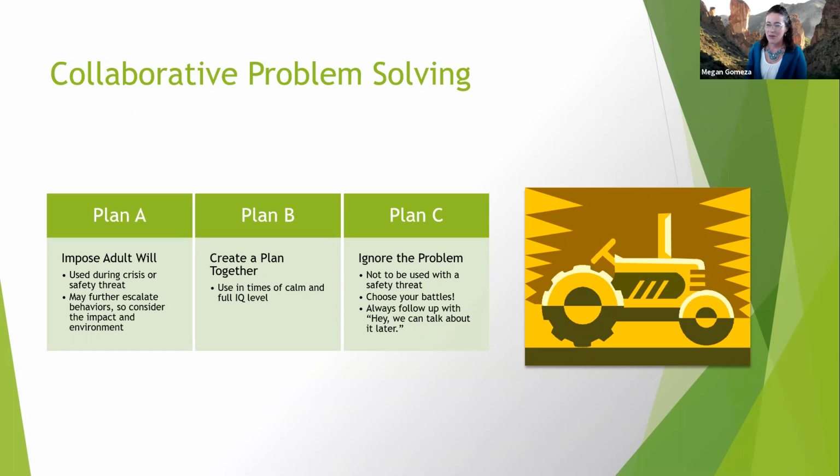So the child's and my plan was plan B, to go to the tractor shop. We had created that plan in times of calm and at full IQ level. So I felt, and this is a bad application of collaborative problem solving, sometimes those are the best. I thought, you know what? I've got to hold to my plan for this kid. I've got to hold to what I promised him.